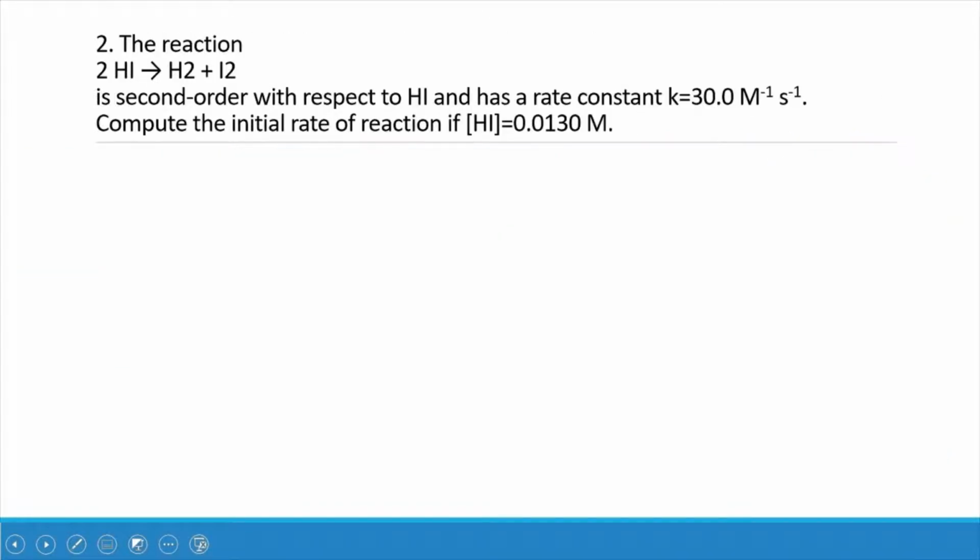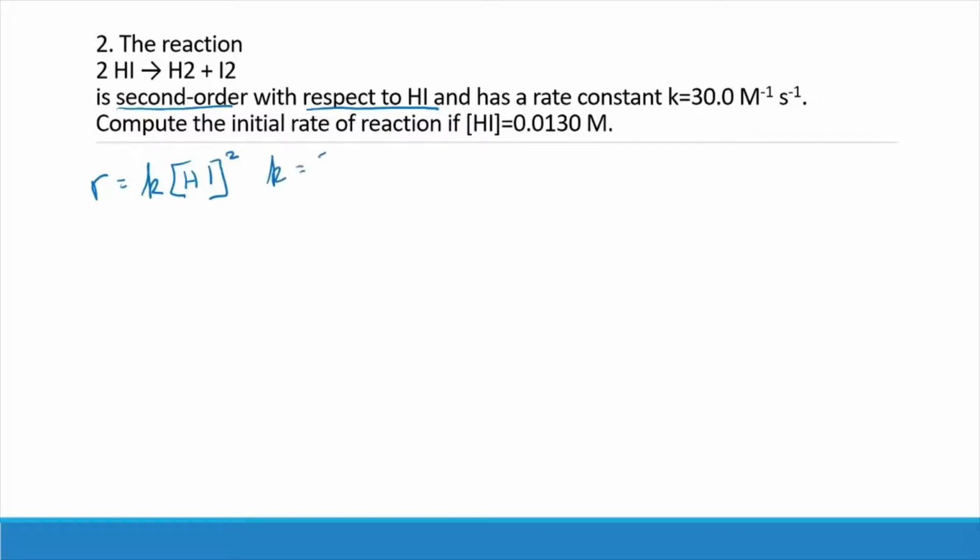Number 2, we're given a reaction, and we are told it is second order with respect to HI, and it has a rate constant of that, and we want to compute the initial rate of reaction given a concentration of 0.0130 molar. So since we're told this is a second order reaction, then we know that the rate equation, the rate of the reaction equals K, and we're told it's second order with respect to HI. So that means we only care about the concentration of HI. Since it's second order, it's squared.